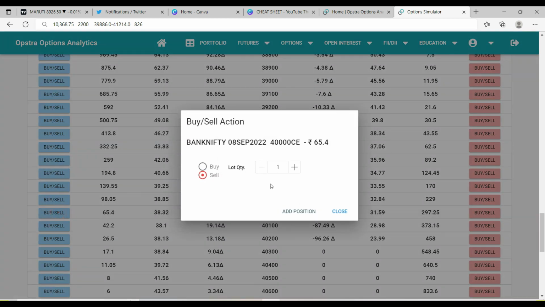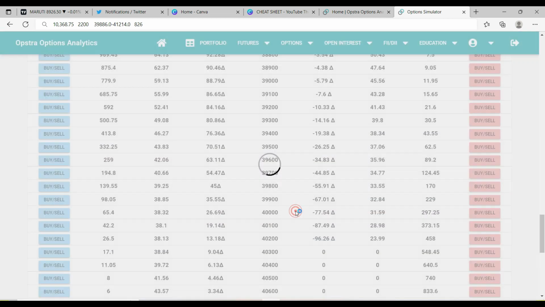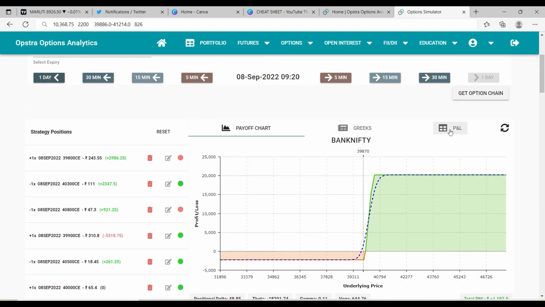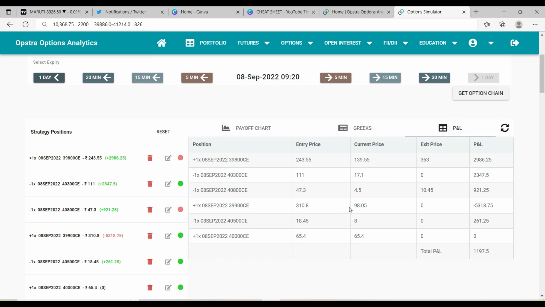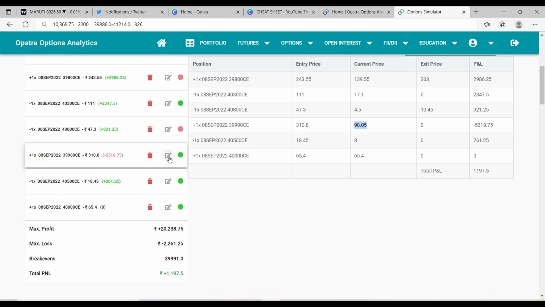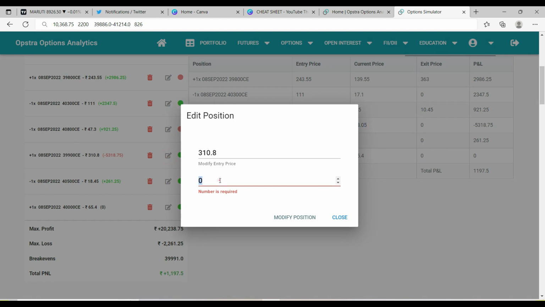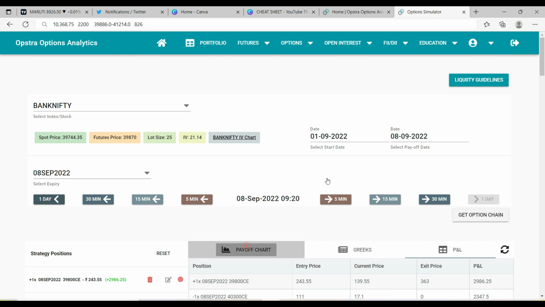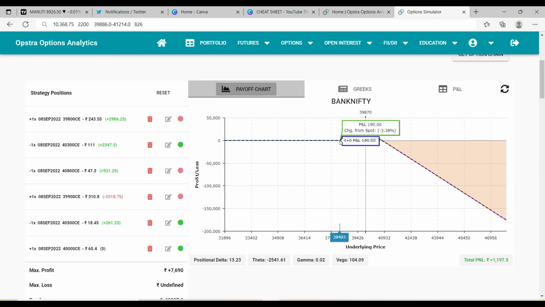I'll buy 40,000 and then I'll exit 39,900. Where is it trading? 39,900 is trading at 98 rupees, because I'm doing the rolling up to mitigate my loss. If I do this second adjustment that I'm showing you, that's it. Your downside loss is now a 190 rupees profit. This is what I keep telling: ratio spread is hero or zero loss.